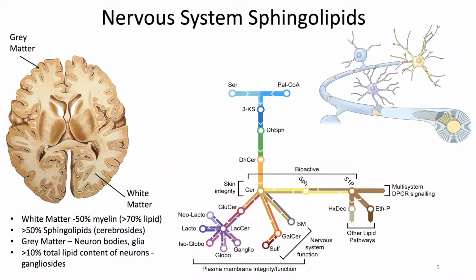These are mainly cerebrosides, galactosylceramide or sulfatide. In the gray matter, which is basically the neuron bodies and the glia, about 10% of the content of the neurons are gangliosides. So many of the diseases of the sphingolipid pathway affect the nervous system, probably because it's so enriched in sphingolipids.